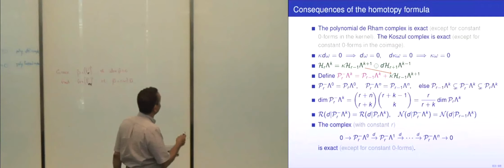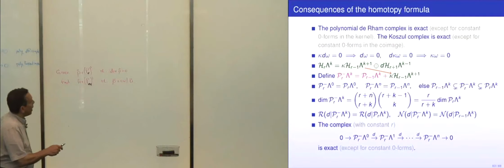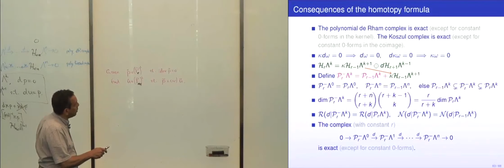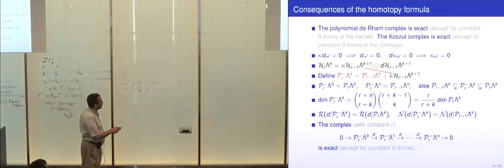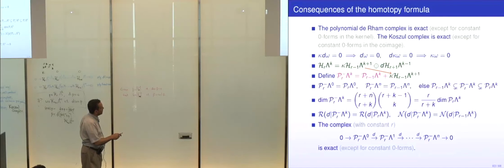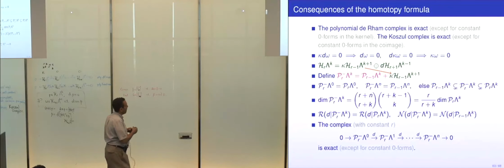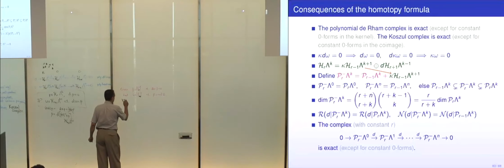So this is a useful relationship. Kappa, when applied to a boundary, kappa of d of something, is one-to-one. Kappa of d omega being 0 means d omega is 0. The kernel of kappa does not include any boundaries. How do we know that? Well, kappa d omega.